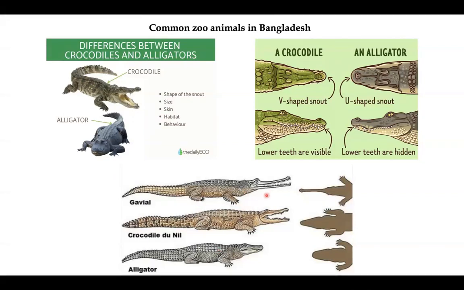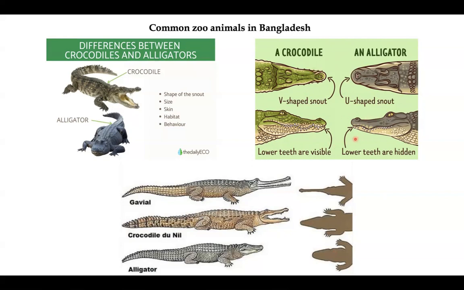So the main difference, if you want to spot it, is the snout structure. For the gharial, it is a really long, elongated snout. For the crocodile, it is triangular. And for the alligator, it is more blunt, right? It is more blunt. And here as well, we can differentiate between alligator and crocodile. Crocodile is triangular, alligator is more blunt or U-shaped snout.